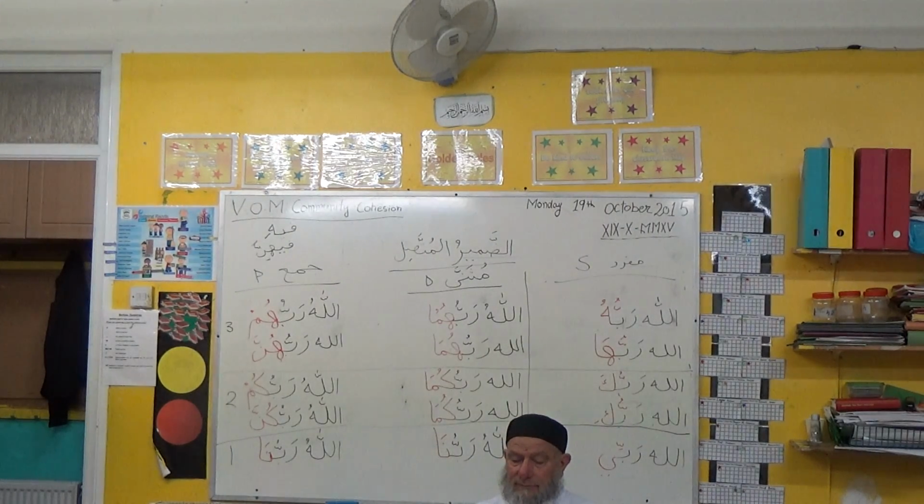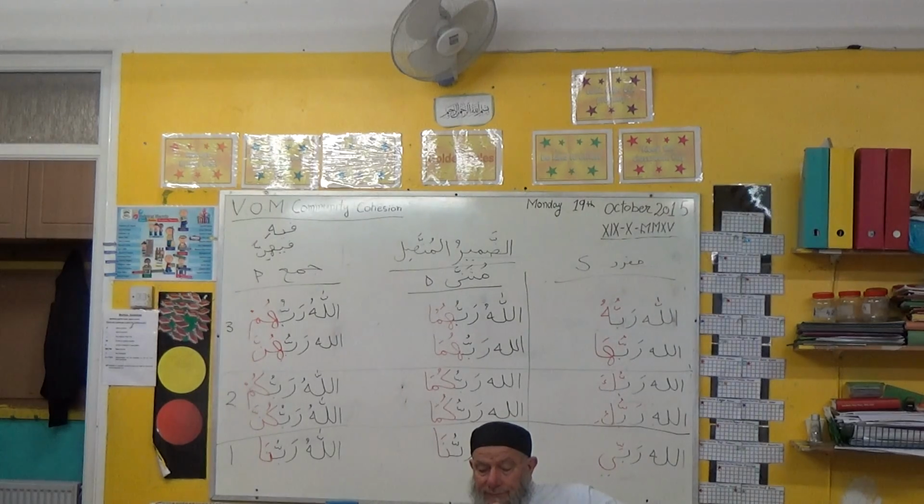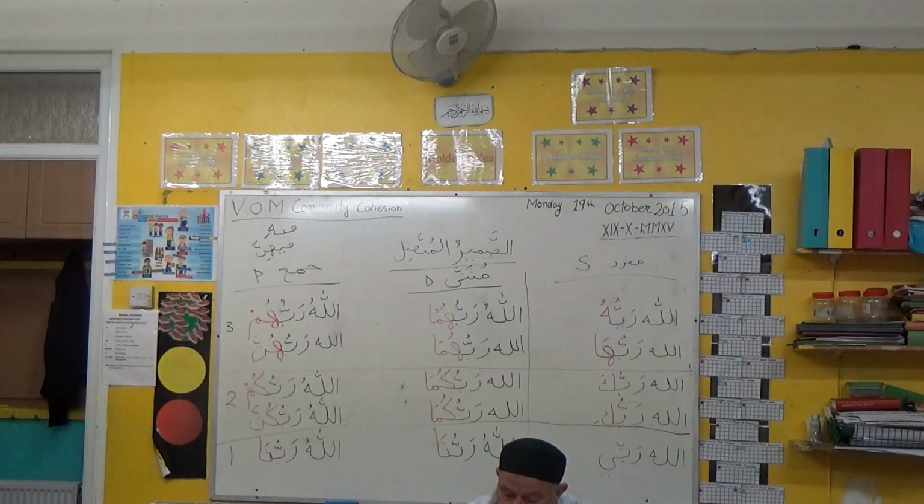عذابي هو عذاب أليم. عذابي is an attached one, and huwa is detached. My punishment is a painful punishment. Now, إنني من المسلمين. Here the ya is the pronoun, and the noon is just an addition.